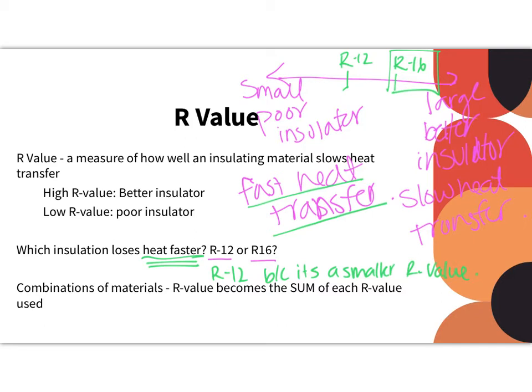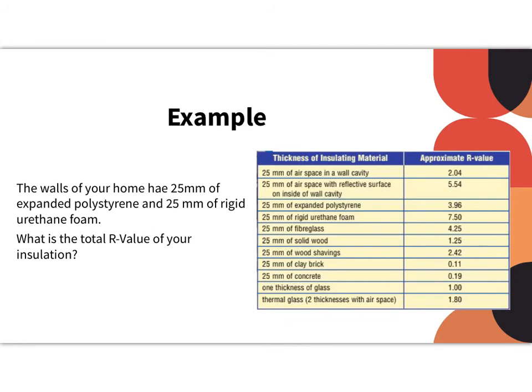So for combinations of materials, the R value becomes the sum of each material used. So if I use insulation and I use maybe concrete, which is an insulator still, I will add both of their R values together to get the R value used. So here's an example. We have a table of R values over here, okay? And these are based on specific thicknesses of these materials.